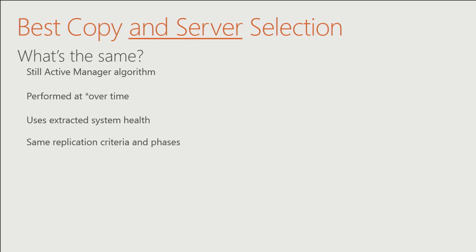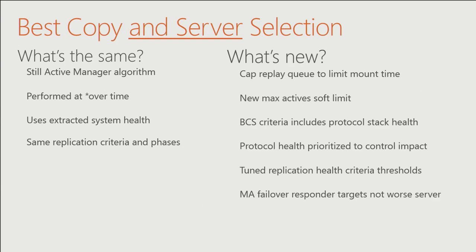The basic criteria of catalogs versus copy queues versus the various other phases of BCS really haven't fundamentally changed in 2013 SP1. We've done a couple of tweaks. We'll talk about some of that. So some of the stuff that's new is in the service we started finding cases where we would activate a copy with a large queue, okay? A large replay queue, a large copy queue.